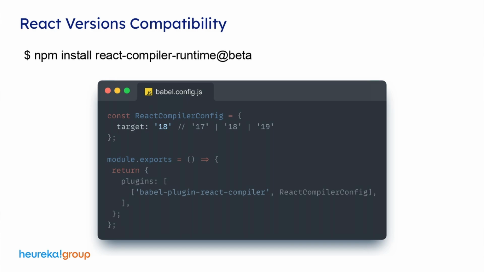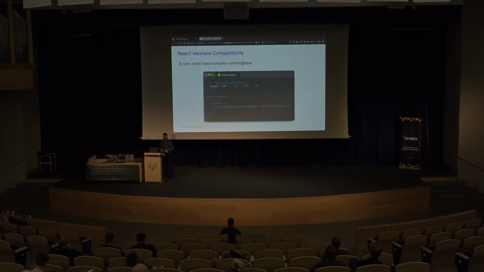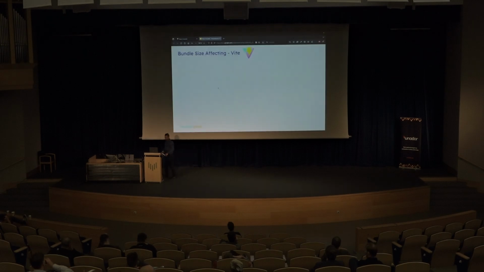So React version compatibility. I told you it's standalone, so you can use the compiler even with React 17. Yeah, it's great with React 17 and React 18, but you have to install this React compiler runtime package in your project. Yeah, it's for the Babel plugin. And just set the target of the compiled code in the Babel config. So for example, here with React 18.